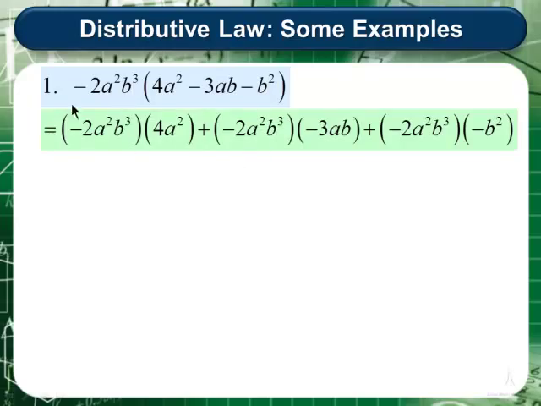Our monomial in front of this bracket is initially multiplied with the first term 4a squared, and then plus, we take the monomial in front, which is minus 2a squared b cubed, and multiply with the second term. Note the second term is negative, so we use brackets here to keep track of the negative signs. It is not minus 3ab, it's multiplied with minus 3ab if you put the brackets, plus, and then we multiply our monomial in front again with the third term, which is minus b squared. Make sure that you apply the brackets in the correct way as indicated in this particular expansion.